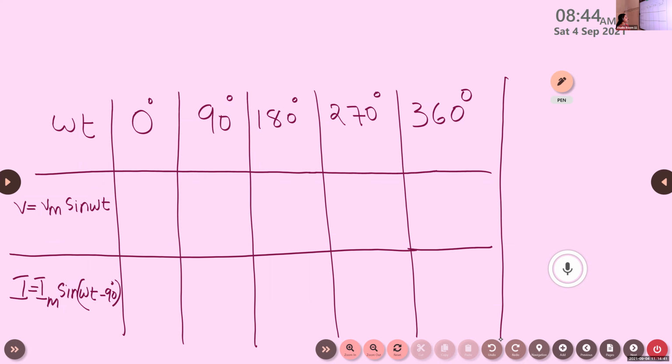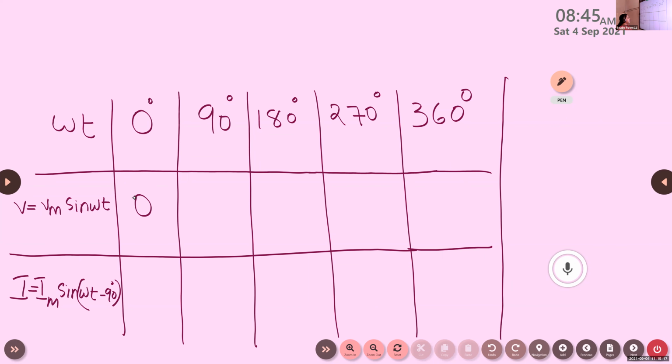First of all, we can find the value corresponding to EMF for the alternate angles. V is equal to Vm sin omega t. The first phase angle is 0 degrees, so omega t is equal to 0. Sin 0 is 0, so Vm into sin 0 is equal to 0. So the first value becomes 0.